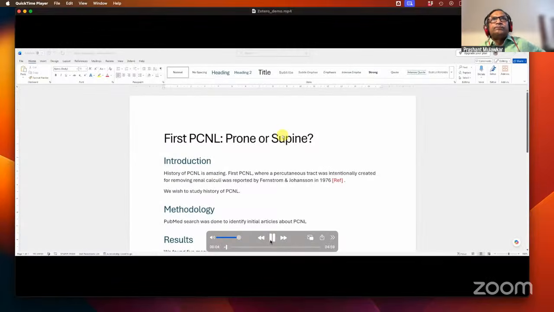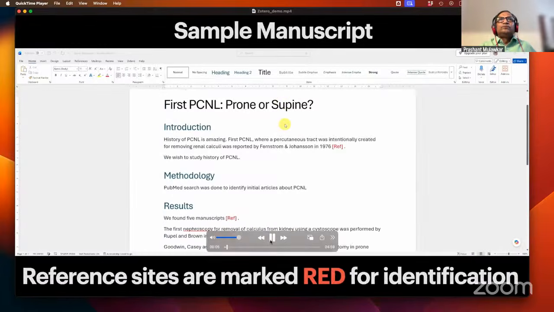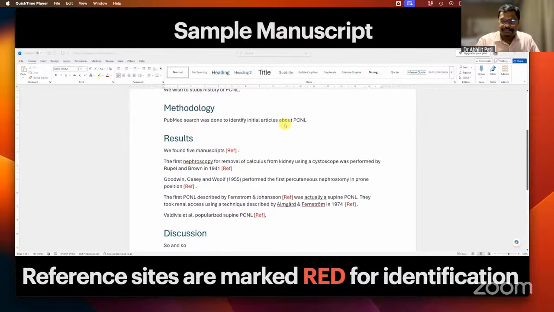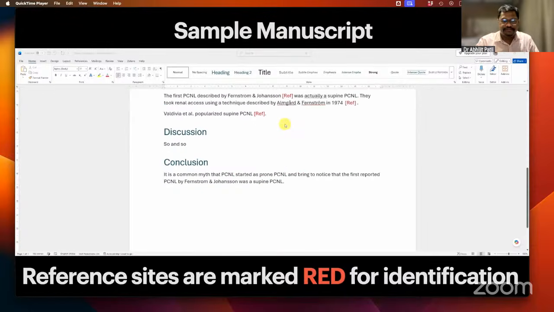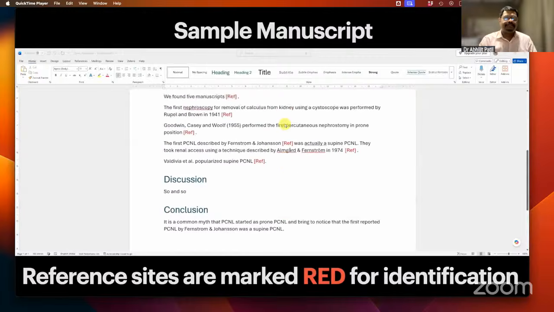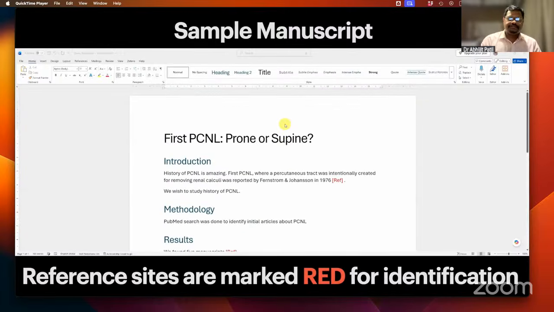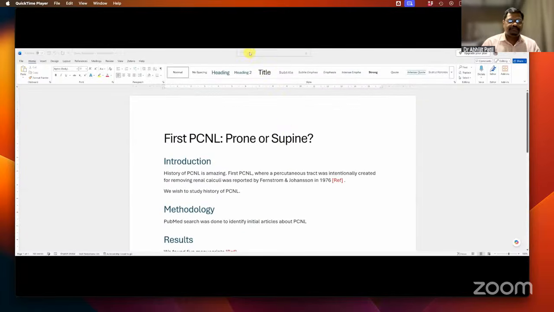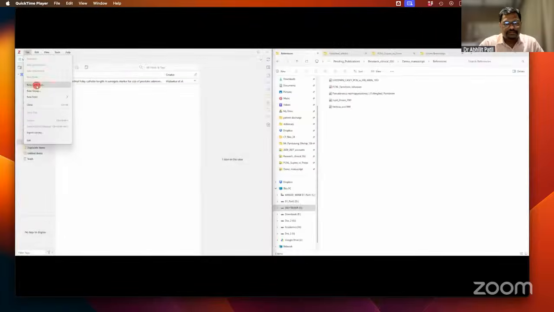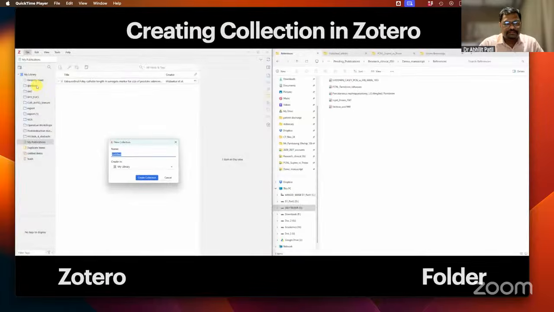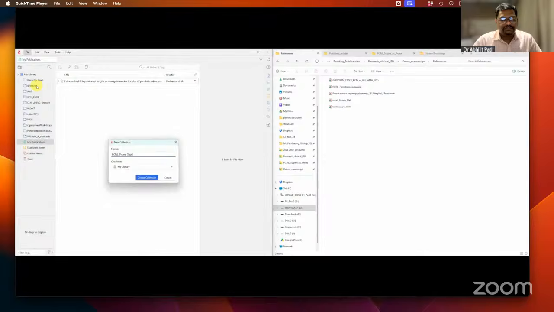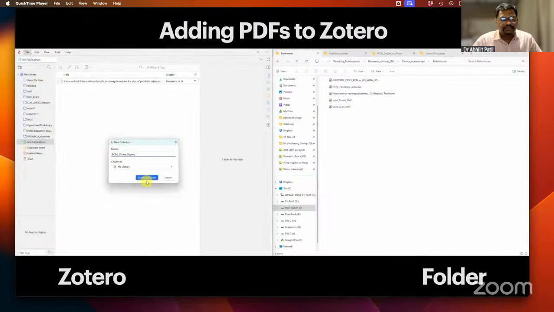This is our demo manuscript. Wherever there are any references to be put, I have put red colored marker for easy identification. We are creating one collection in Zotero named after our topic, and to this collection we are adding the PDFs from the designated folder one by one.